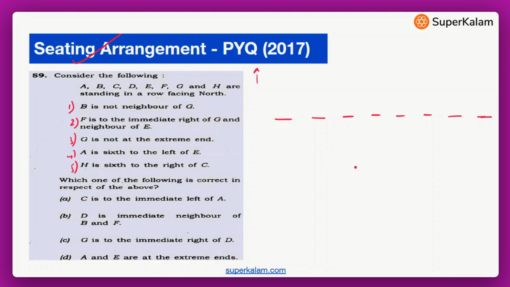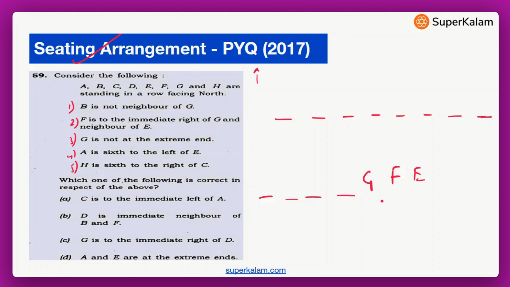So if G is here, then F is here, and F is a neighbor of E. So one neighbor is G, then the other one would be E, which should be at F's right. So F is on the right of G and on the left of E. G is not at the extreme end. There is at least one place to the left of G. To the right of G there are F and E.